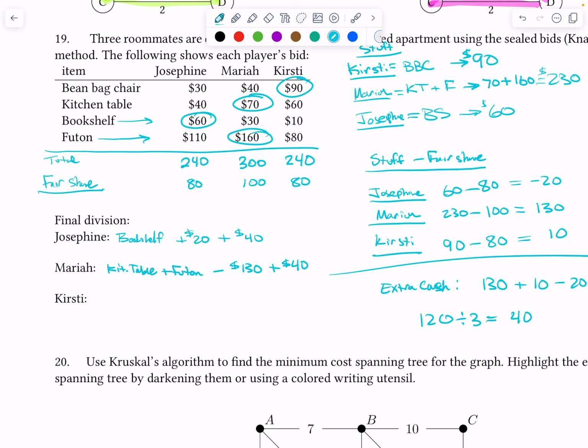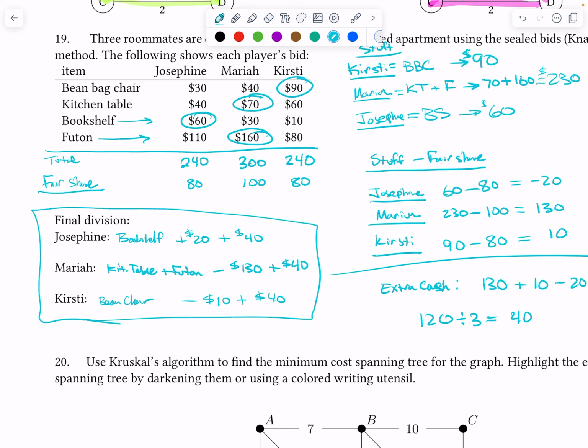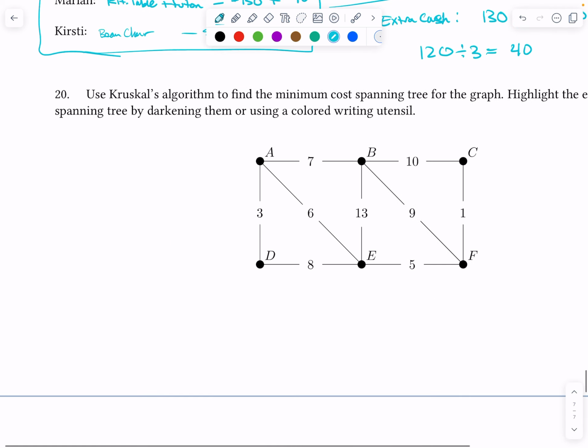Kirsty ends up with the beanbag chair, then ends up having to pay $10, but gets a refund of $40. So really she comes out ahead with the money. So there is the final division. But like I said, this will be formatted. You'll only have one of these on the test, and it'll be formatted like the previous one.